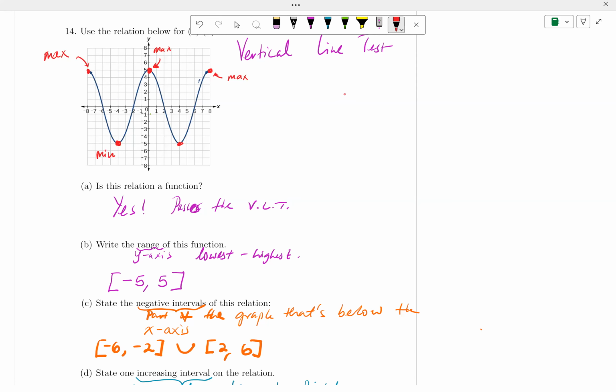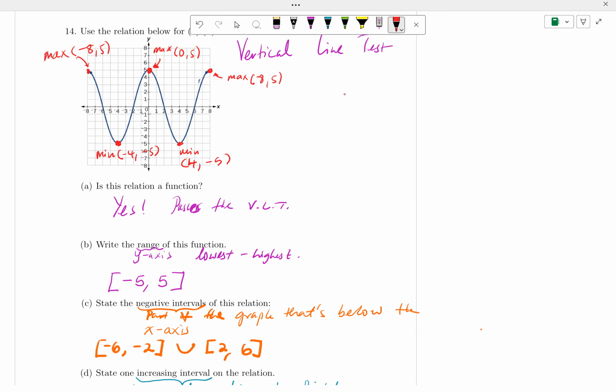So is this. And you're going to write these out as actual ordered pairs. So this minimum is when x is 4, y is -5. This minimum here, x is -4, y is -5. And the maximums: the leftmost maximum here is -8, 5. The one in the middle is 0, 5. And the one on the right appears to be 8, 5.